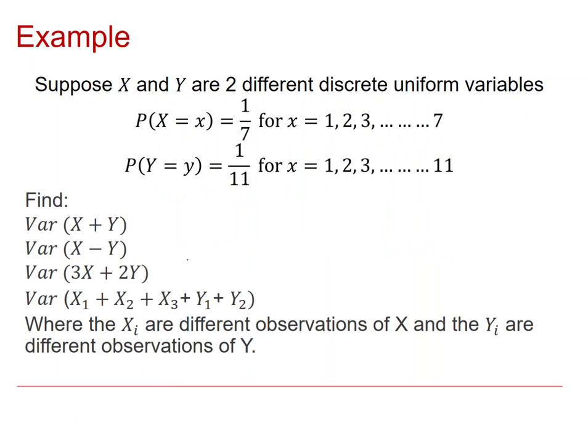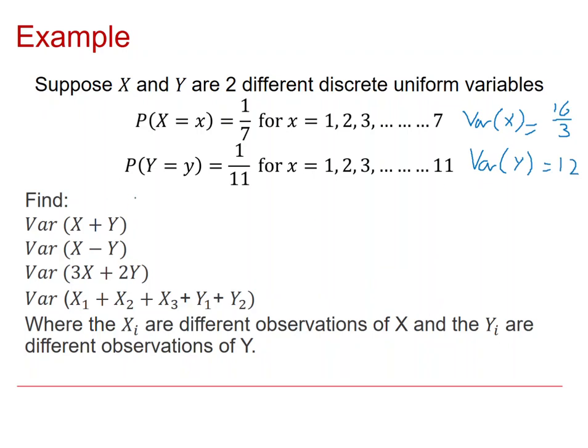we will need to know the variance of x and the variance of y. So the variance of x is going to be n plus 1 squared over 12 because it's a discrete uniform variable, and this is going to give us 16 over 3. The variance of y, calculated in the same way, gives us 12.